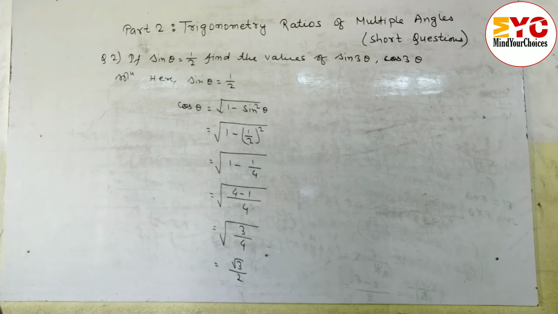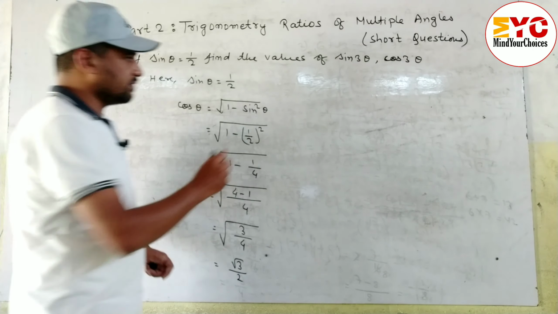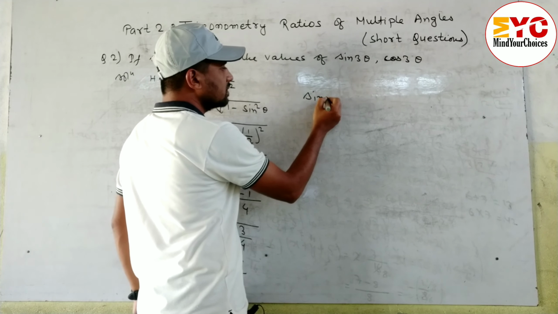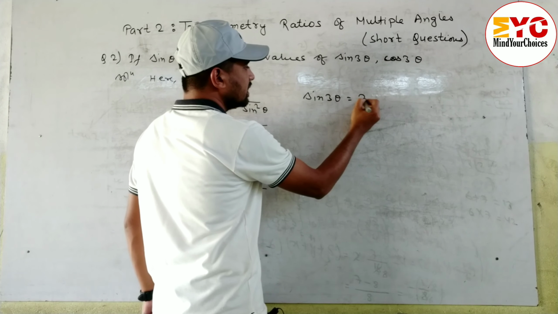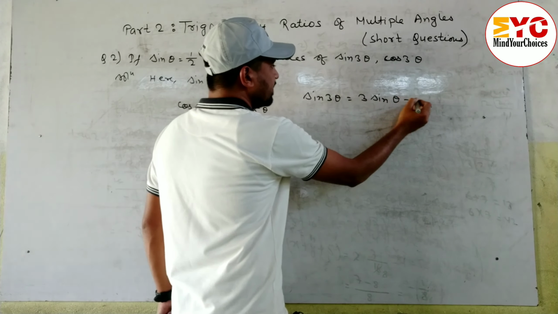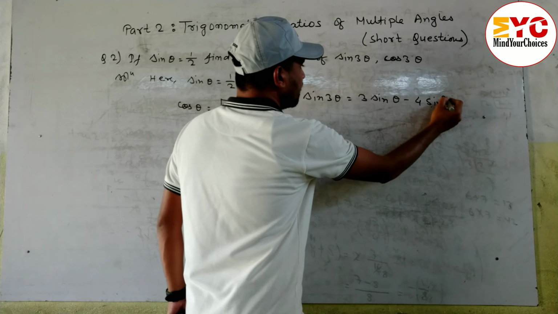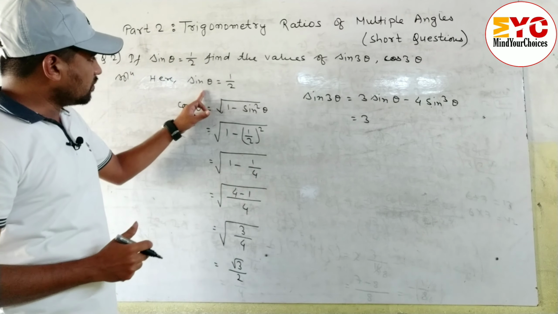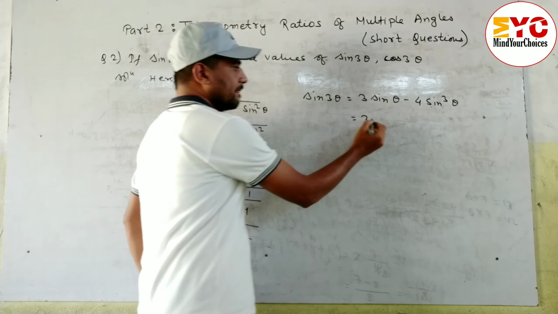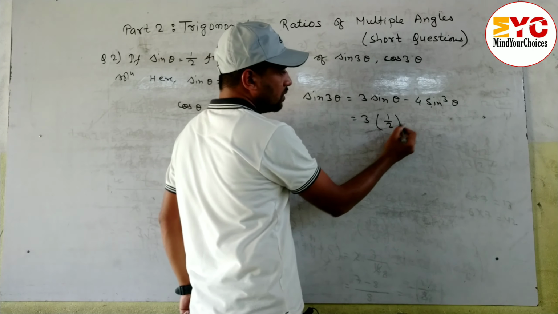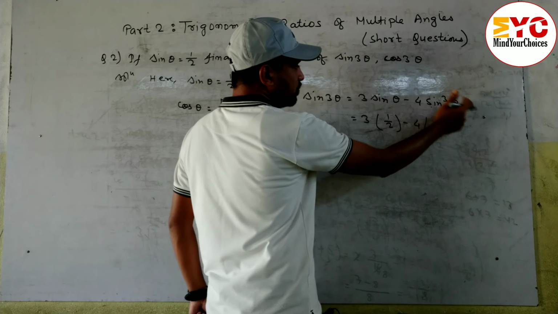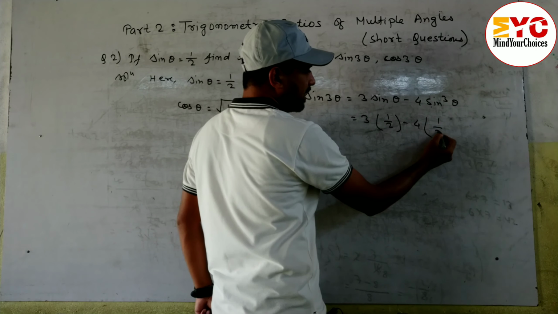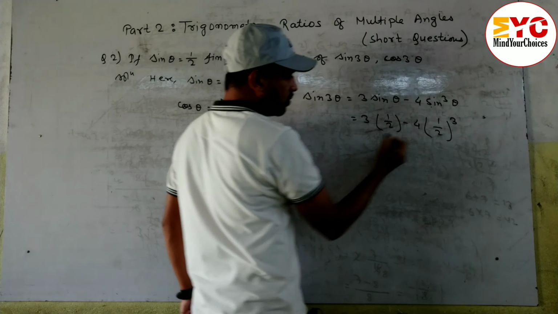After this, we have to find out the value of sine 3 theta and cos 3 theta. So sine 3 theta we have to find out. Sine 3 theta formula is 3 sine theta minus 4 sine cube theta. What is the value of sine theta? Already given here, 1 by 2. So we can write here 3 into 1 by 2 minus 4 sine cube theta. Sine theta we have the value 1 by 2, whole cube is there.